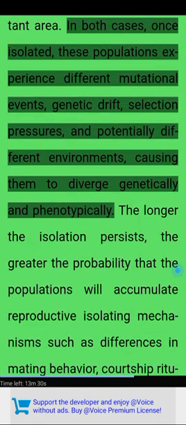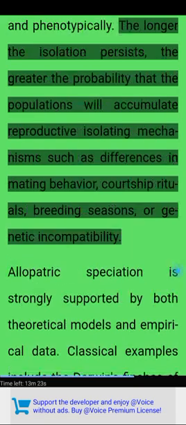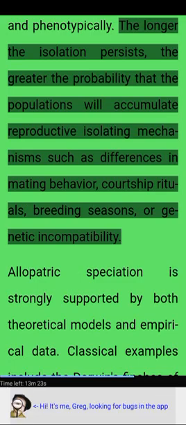In both cases, once isolated, these populations experience different mutational events, genetic drift, selection pressures, and potentially different environments, causing them to diverge genetically and phenotypically. The longer the isolation persists, the greater the probability that the populations will accumulate reproductive isolating mechanisms such as differences in mating behavior, courtship rituals, breeding seasons, or genetic incompatibility.